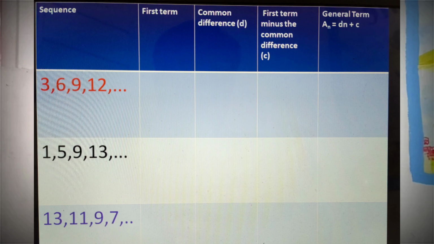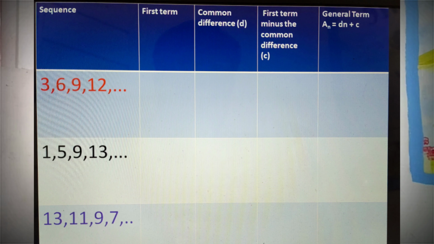Okay, let's have this. As you can see, meron tayong sequence, meron tayong first term, sa first column na hanapin natin. We have the second column, the common difference. The third column, first term minus the common difference, which is C. Then ito, yung hinahanap natin, to find the general term a sub n equals dn plus c.